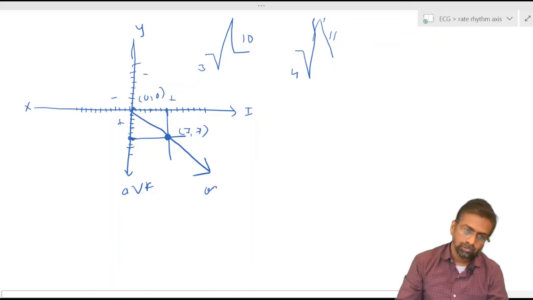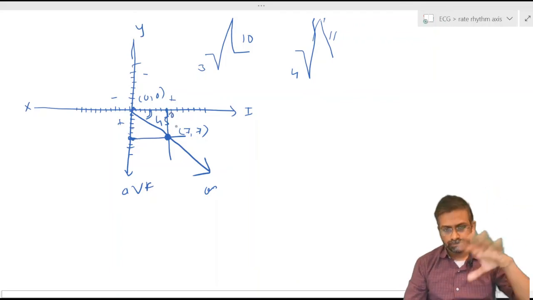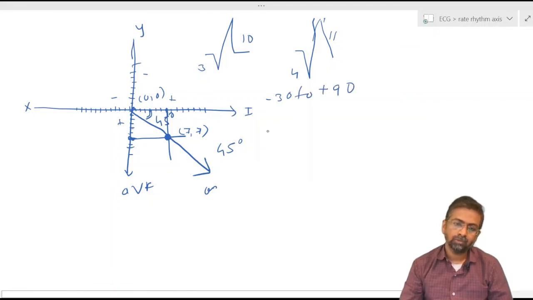If you measure this angle from 0, it will be 45 degrees, because it is equidistant. It can be anything. You need to measure with the instrument which is used to measure angles, but approximately you can say the axis of the heart is 45 degrees. I told you, normal axis is minus 30 to plus 90. So this value lies in between, that's why it is a normal axis.